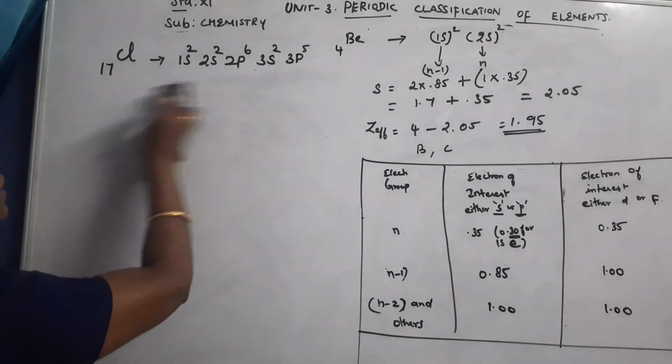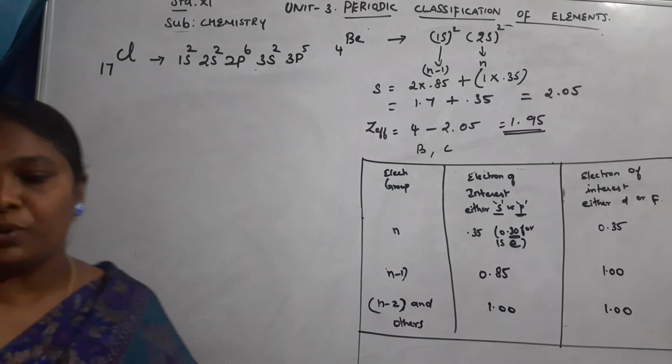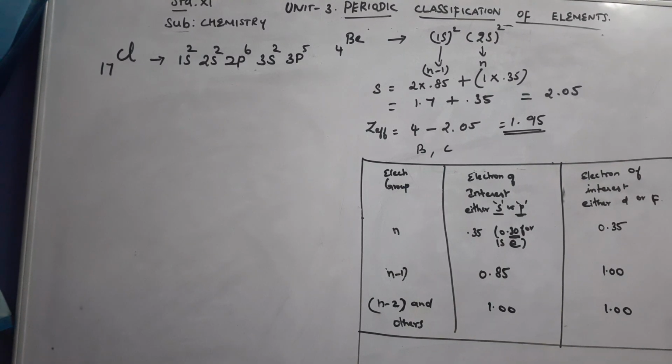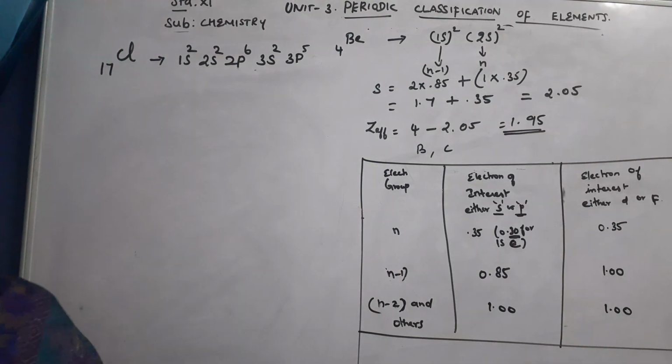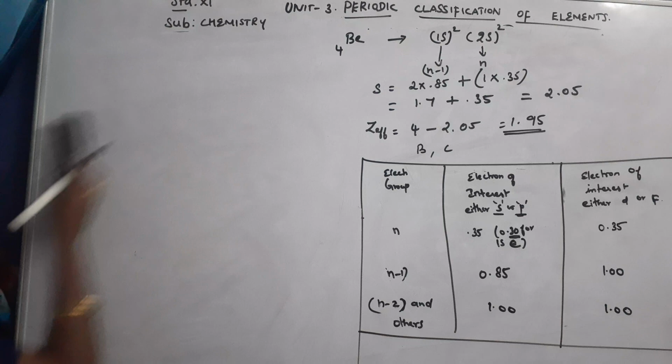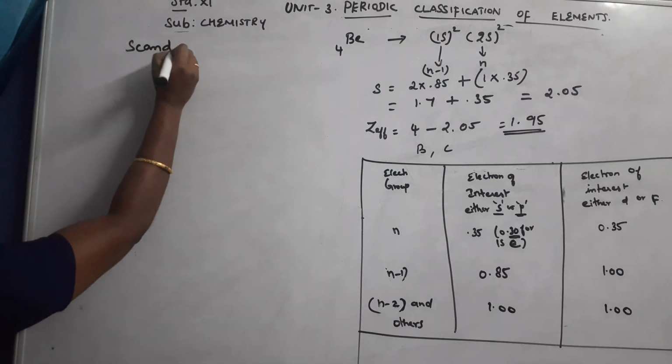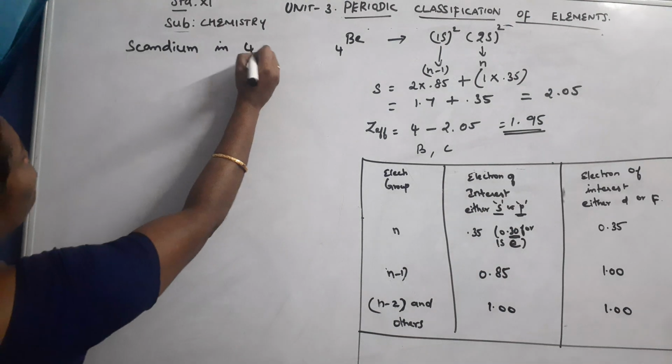Now let me take one example which is given in the book. Let us calculate the effective nuclear charge of the element scandium. In your book it is given as the 4s electron and the 3d electron in scandium. Calculate the effective nuclear charge on the 4s electron and the 3d electron in scandium. First, let us calculate for an electron present in the 4s orbital of scandium.